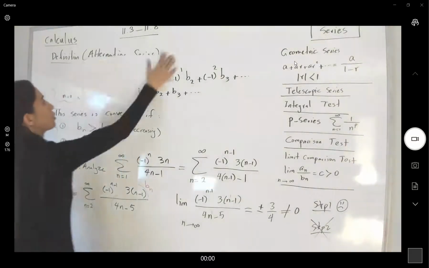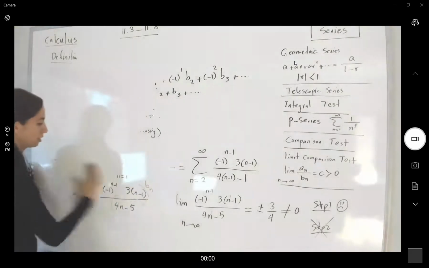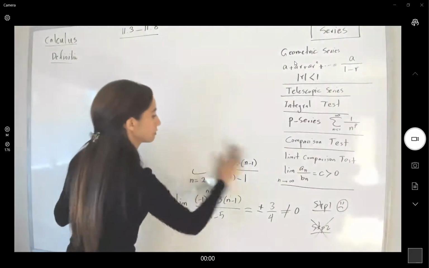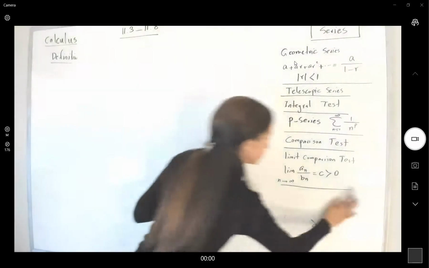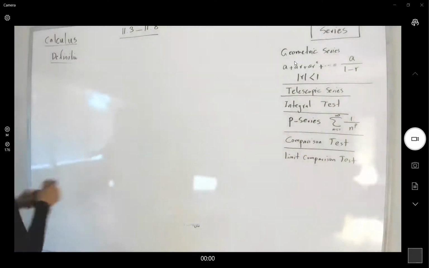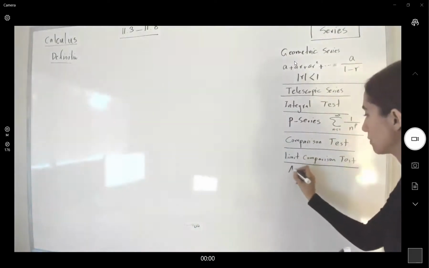Another definition for you. The definition of absolutely convergent series. So let's write down the alternating series as well here.